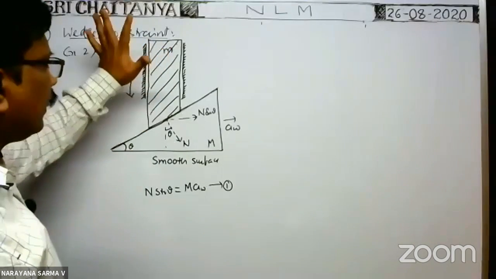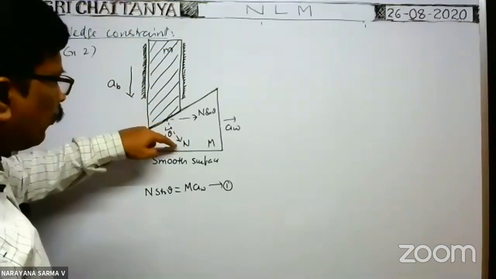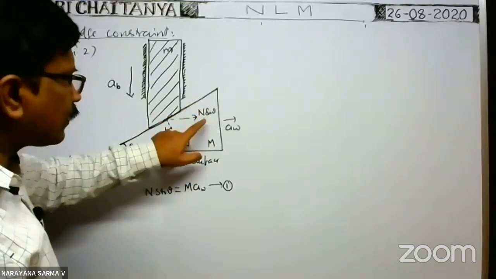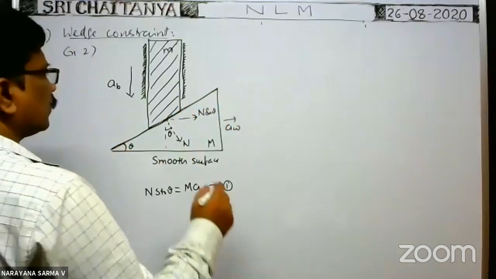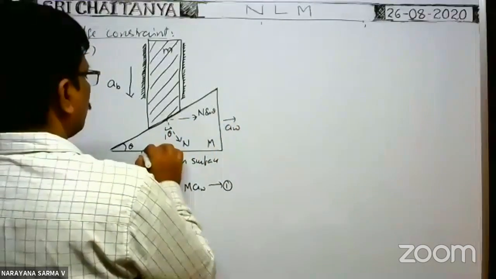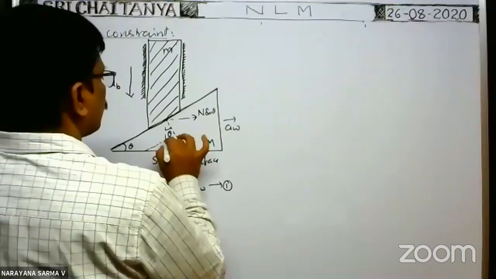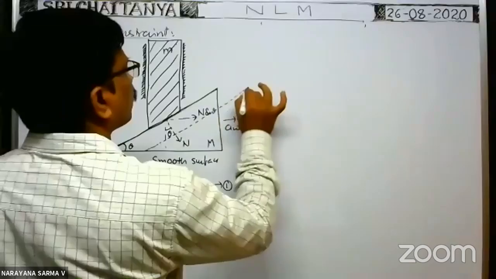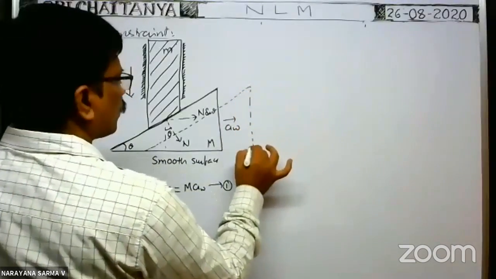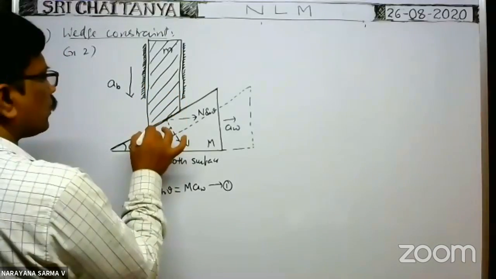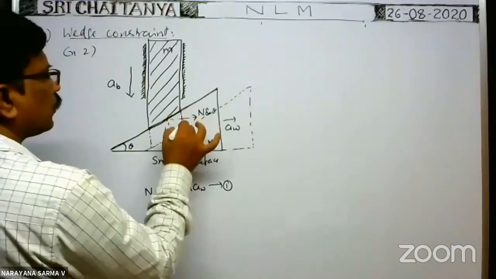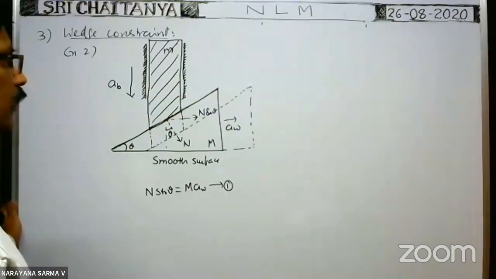Whenever the block is released, as the normal force component N sin theta acts on the wedge towards the right, because of that the wedge travels in this direction. Whenever the wedge travels in this direction, after some time, if the wedge comes to this position, at this time the block comes to this position, isn't it?